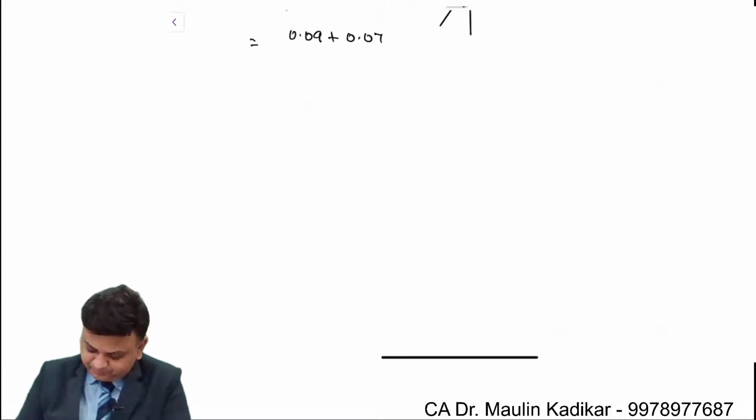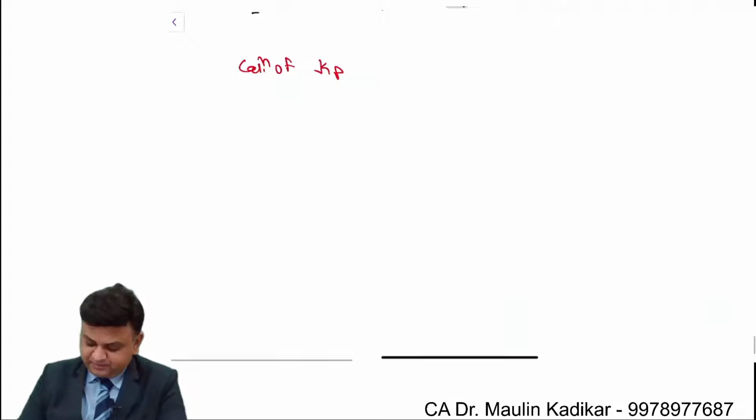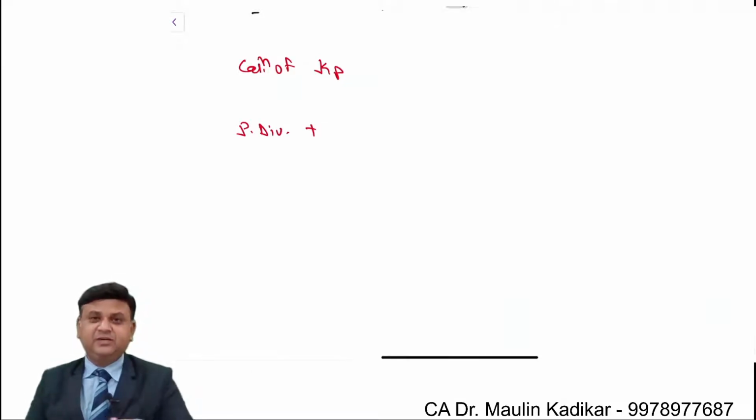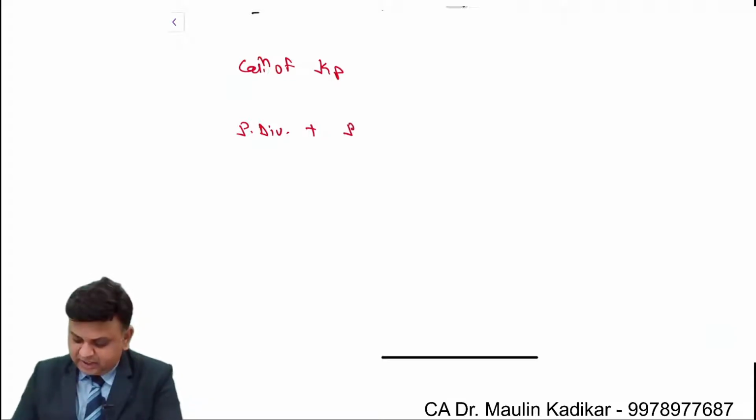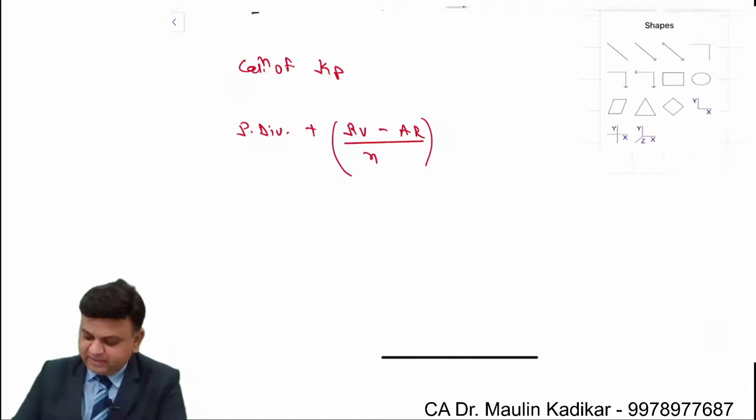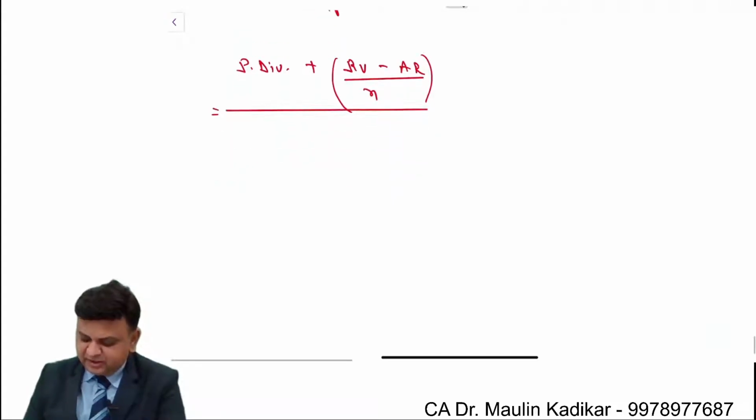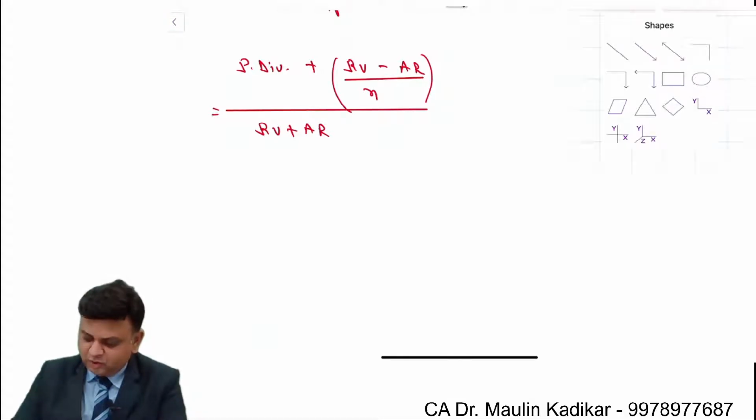Let us write the heading: calculation of KP, cost of preference share. It will be preference dividend plus redemption value minus amount received divided by number of years, whole divided by redemption value plus amount received into 1 by 2.